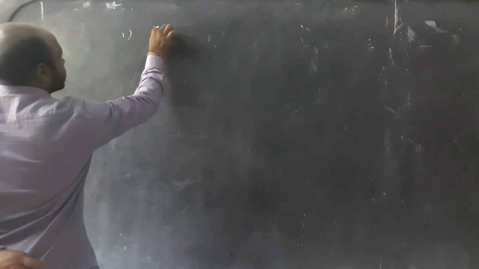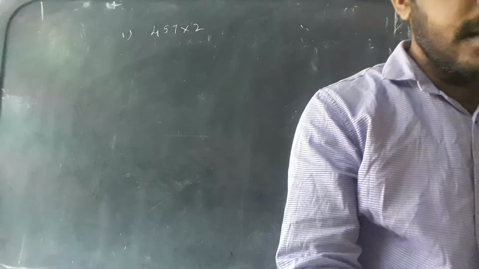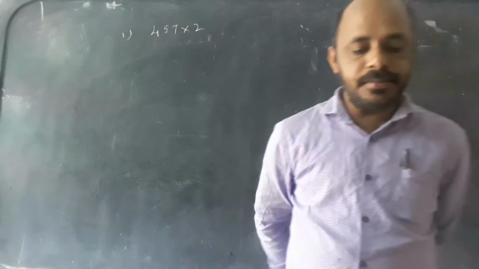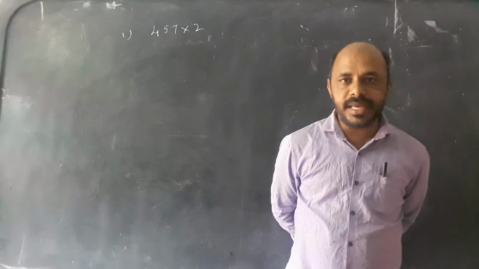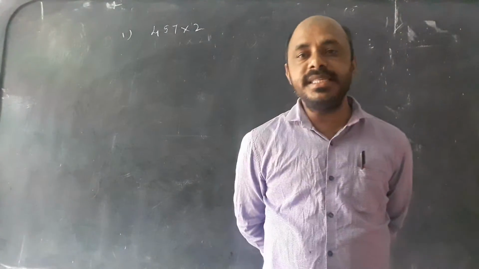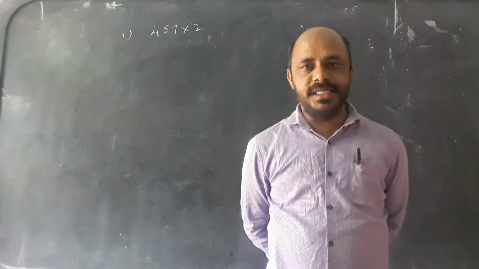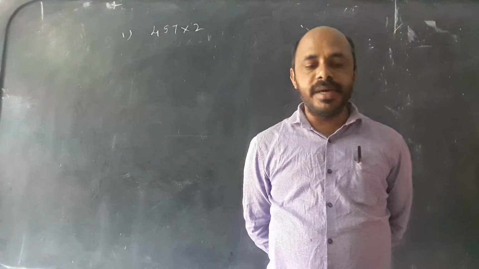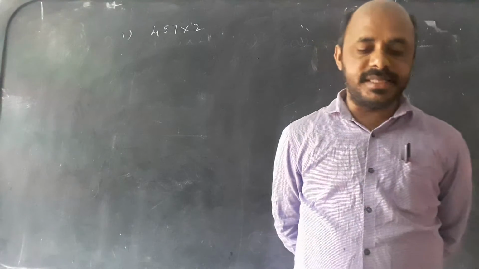See children, suppose for example 457 into 2. How to do the multiplication of a 3-digit number with a 1-digit number? See, I will say it one step at a time.